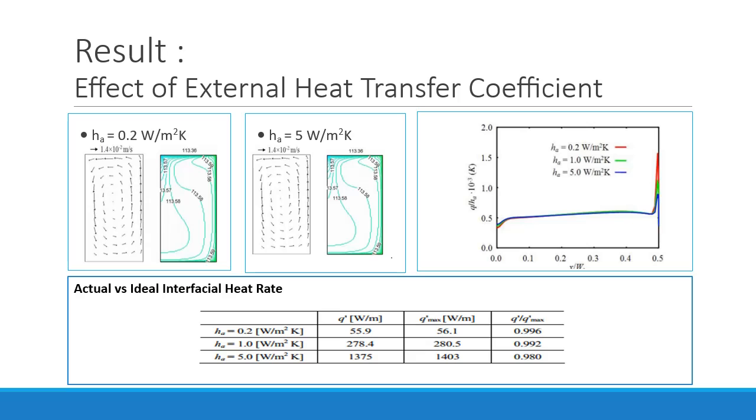In this section, the simulation is conducted using three different values of the ambient air convection coefficient, using 0.2, 1.0, and 5.0 watt per meter square Kelvin, respectively. And then the heat from the simulation is compared to the experimental result with the same parameters.